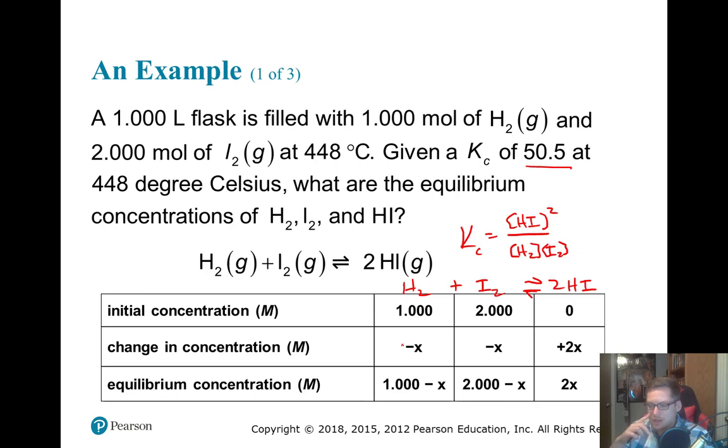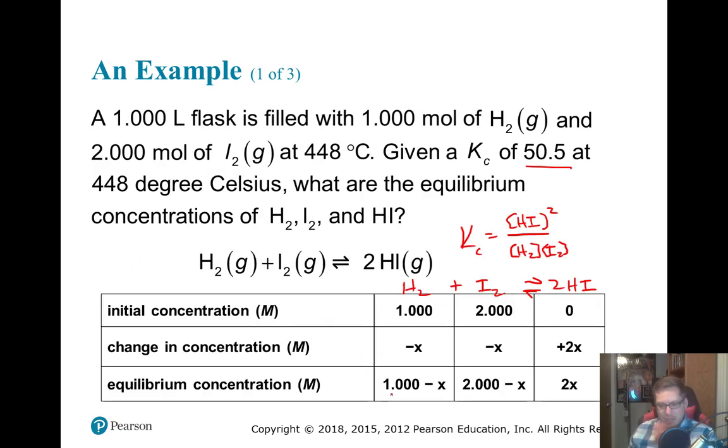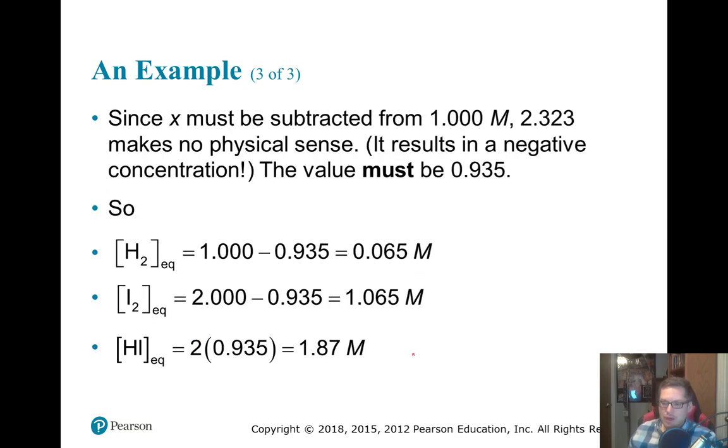In order to do that, we have to think back to what we started with. We started with 1 molarity. So if our x value was 2.323, that would imply that we had a negative molarity of H2 when everything's said and done, and that just doesn't make sense. You can't have a negative concentration. So therefore, the 2.32 is not valid. The only answer that's possible is the 0.935. Then to solve for the equilibrium, all we do is plug these values in for x, and these would be our equilibrium concentrations.